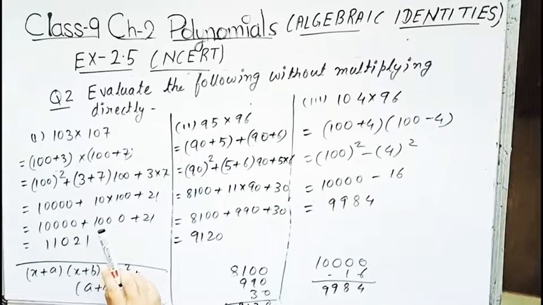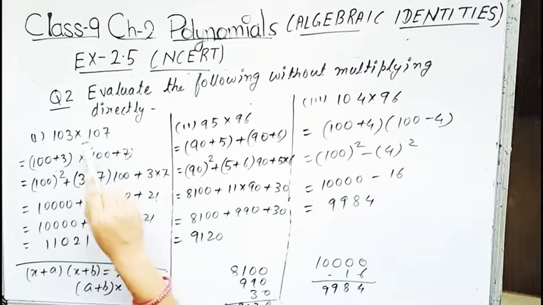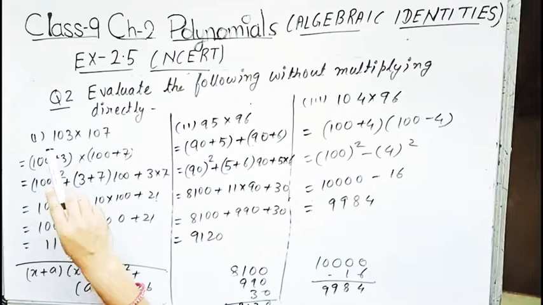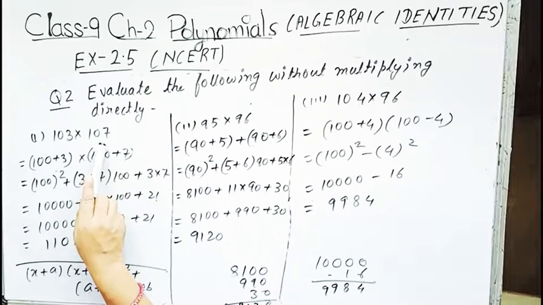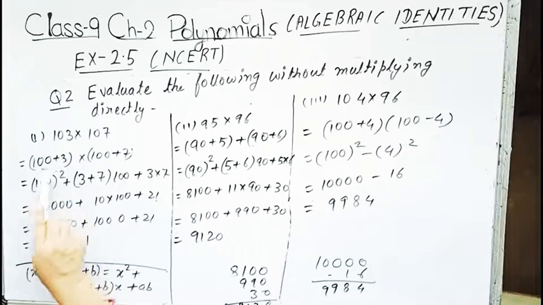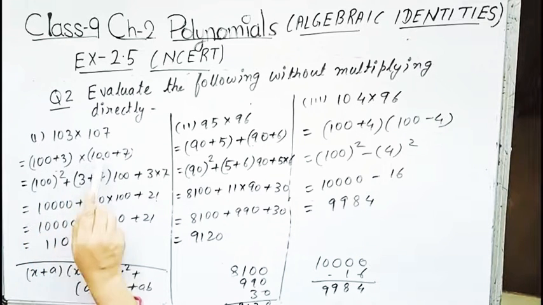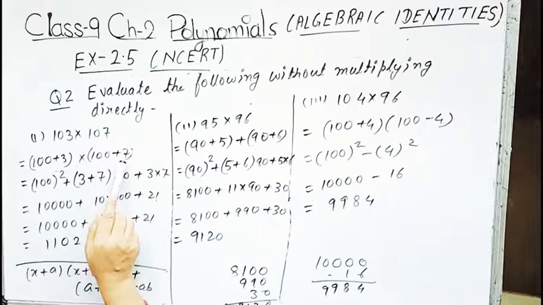Question number 2 says: evaluate the following without multiplying directly. Here I have written 3 subparts. First subpart is 103 into 107. We can multiply it directly, or we can express 103 and 107 in terms of numbers close to 100. So 103 we can write as 100 plus 3, and 107 we can write as 100 plus 7.